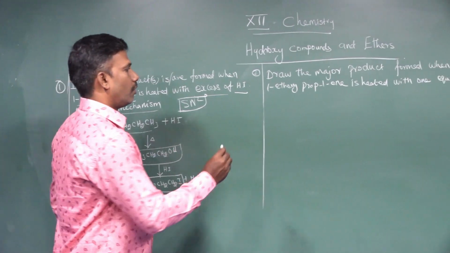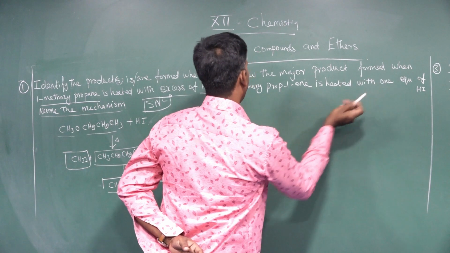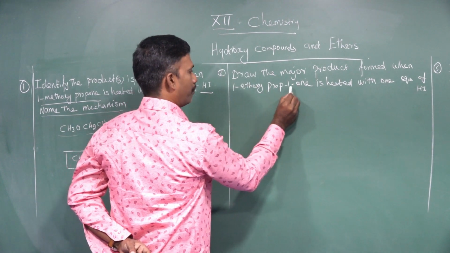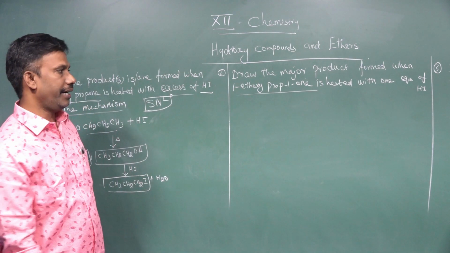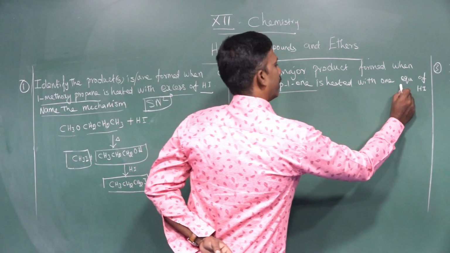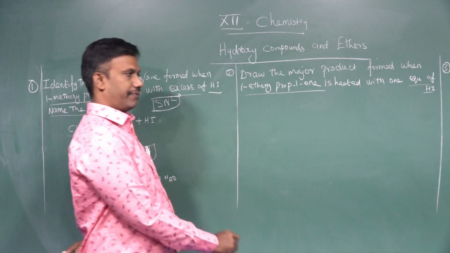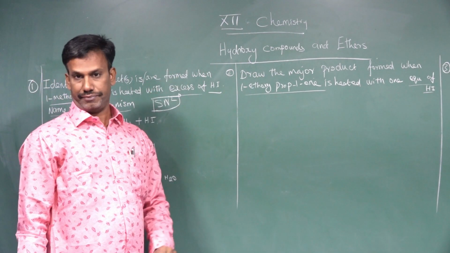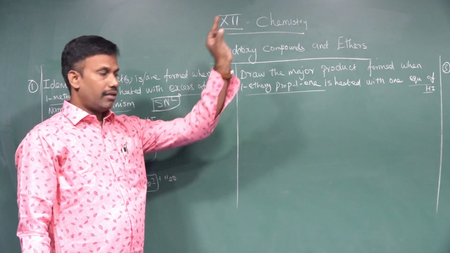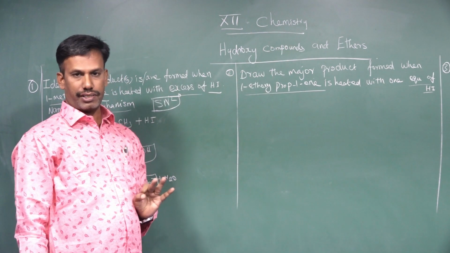Draw the major product formed when 1-ethoxypropene is heated with an equivalent amount of HI, that is 1 mole. See, in the first question it was excess of HI. Here, an equivalent amount of HI is taken.